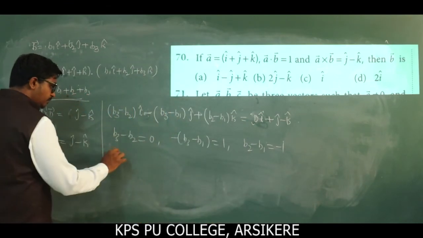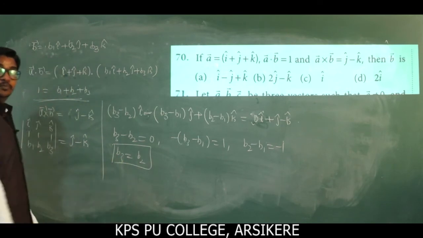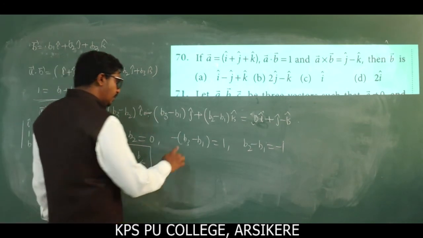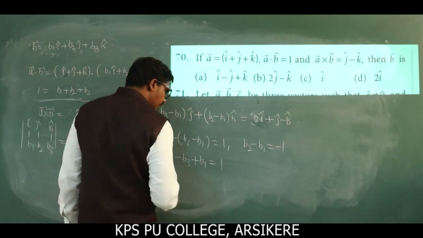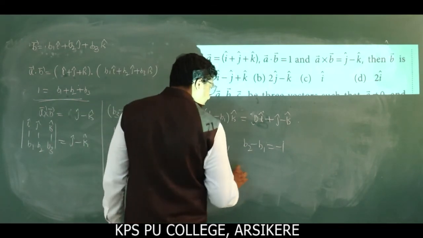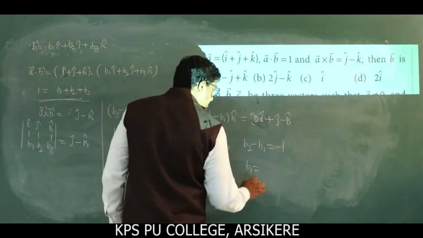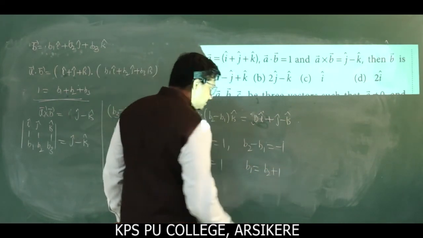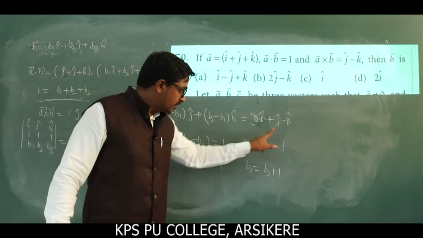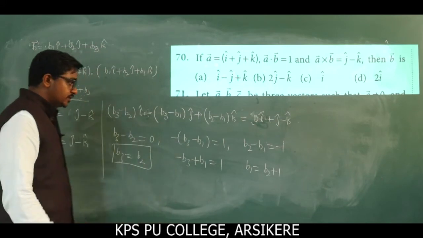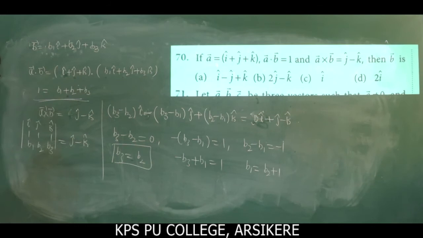So here B3 becomes B2. So B3 and B2 are equal. Multiply with a negative sign: minus B3 plus B1 is equal to 1, and here also, look here, I will express this as B1 is equal to B2 plus 1. That is, take B1 to the right hand side, minus becomes plus; minus 1 to the left hand side, minus 1 becomes plus 1. This is our answer. Therefore B3 is equal to B2, and B1 is equal to B2 plus 1.